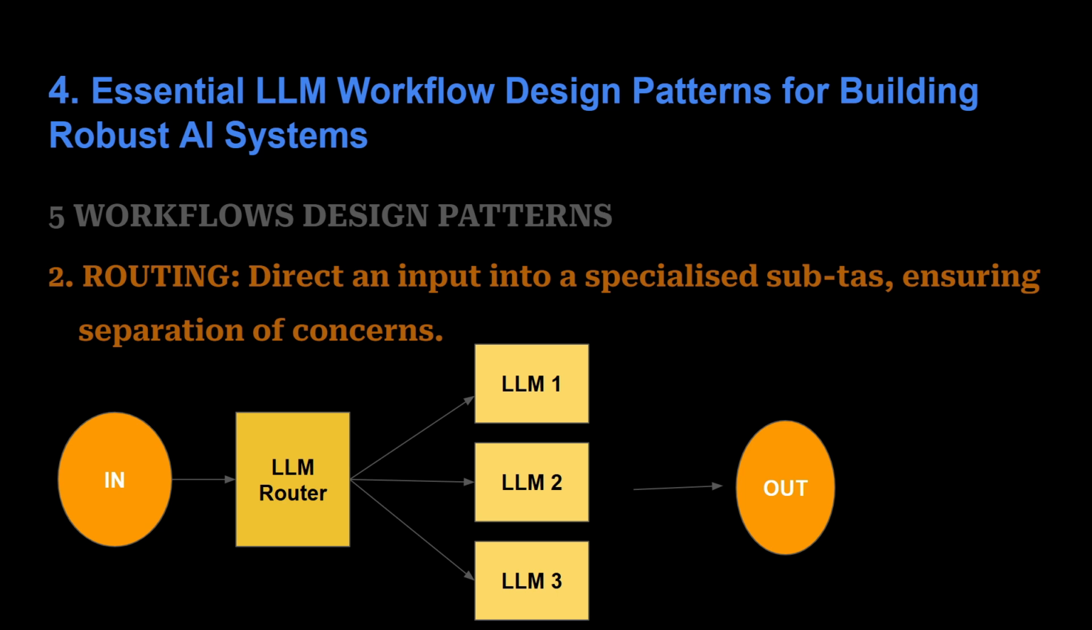So next we have routing. The key idea here is separation of concerns. An LLM router module takes the initial input and intelligently directs it to a specialized subtask or LLM, that is LLM 1, 2, or 3. For example, if the user asks a question, the router decides if it should go to the code generation LLM or the fact retrieval LLM. This makes the overall system more efficient and accurate because each LLM is fine-tuned for a narrow task.